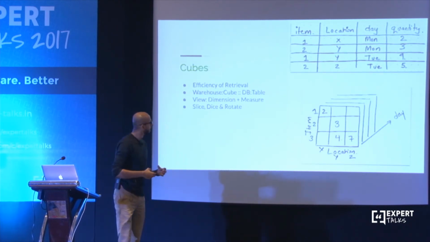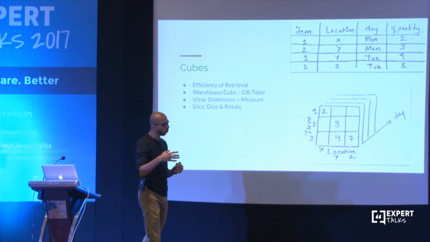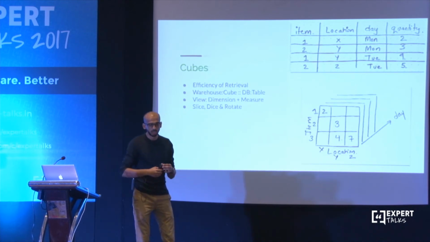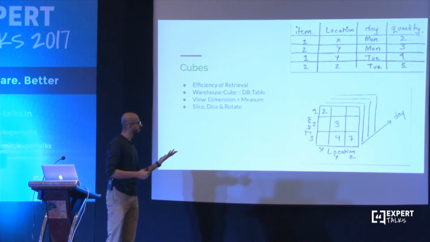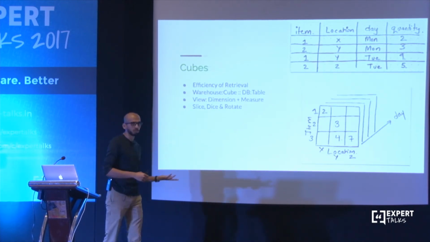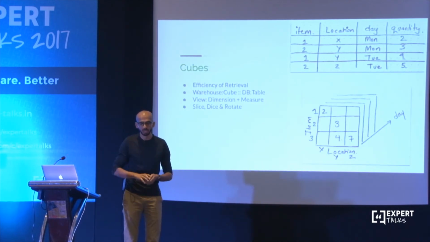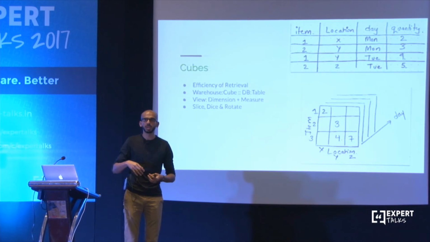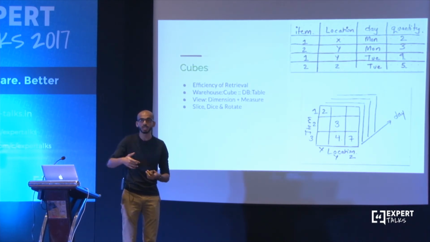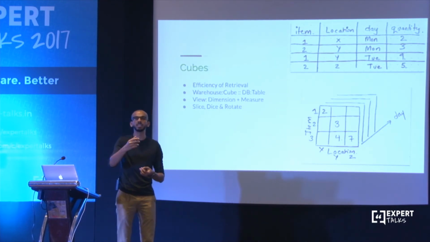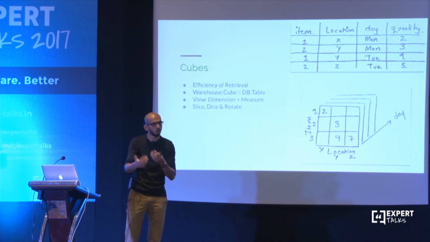Cubes are just a view of your data, which could be multi-dimensional as well. Why cubes are done in the first place is for efficiency of retrieval, because warehouses, as they are massive, suffer the problem that you cannot get a query answered quickly. It has a certain threshold. You can optimize that, but it's going to cost you a lot to have a single digit millisecond warehouse. It's almost next to impossible.